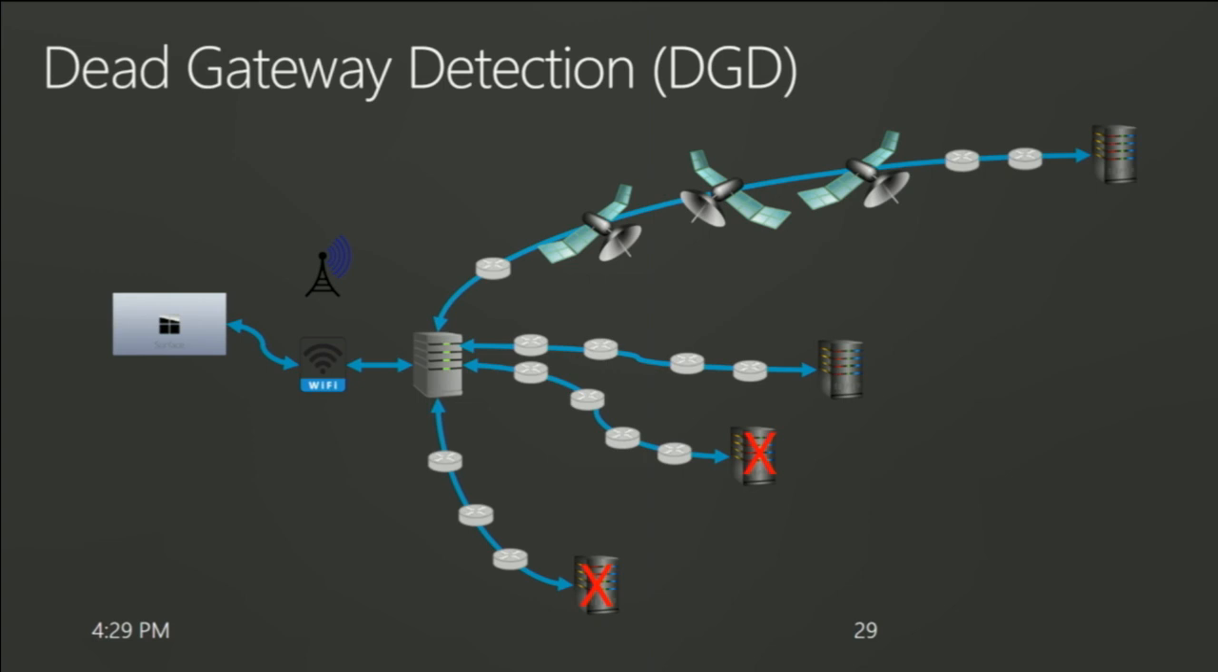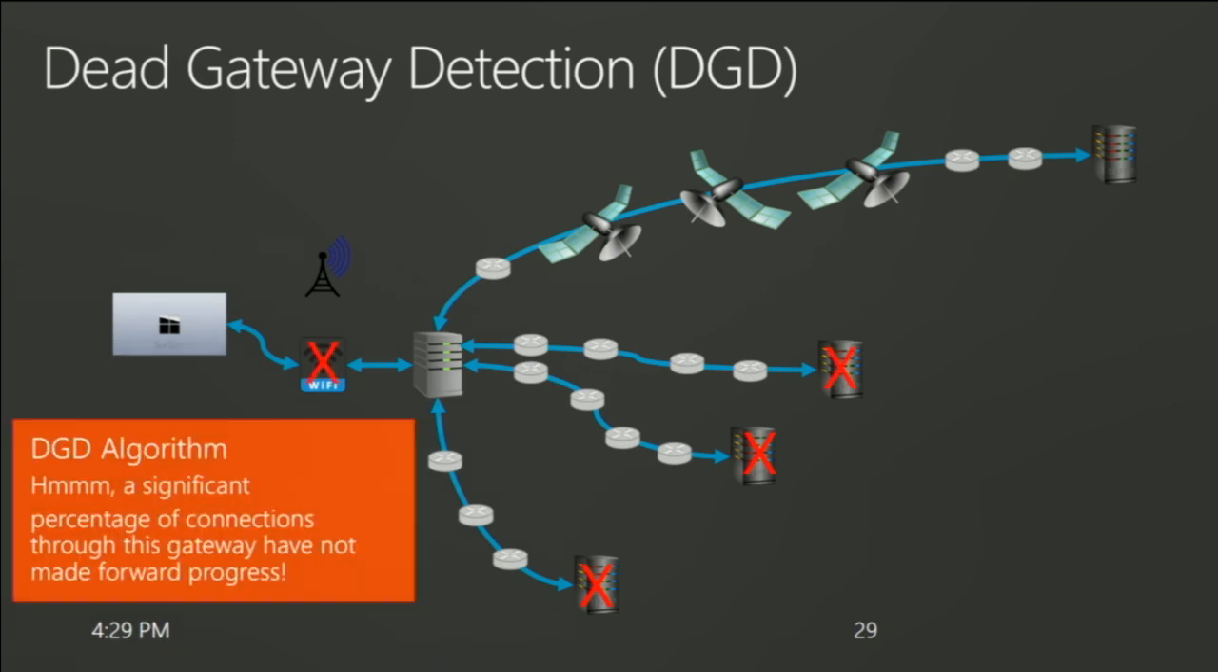All right, another one stopped making forward progress. Well, and then when we get to a significant percentage, the DGD algorithm says, okay, that's it. I think that this gateway is dead. We send a signal up to user land. Hey, there's a dead gateway here. You probably ought to do something about this.